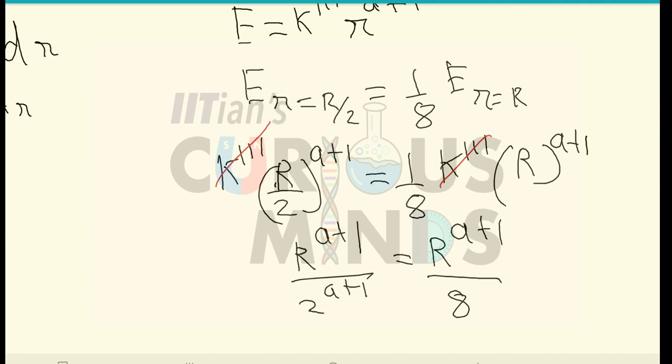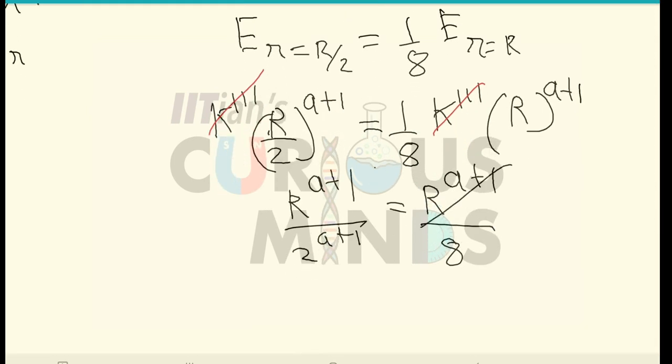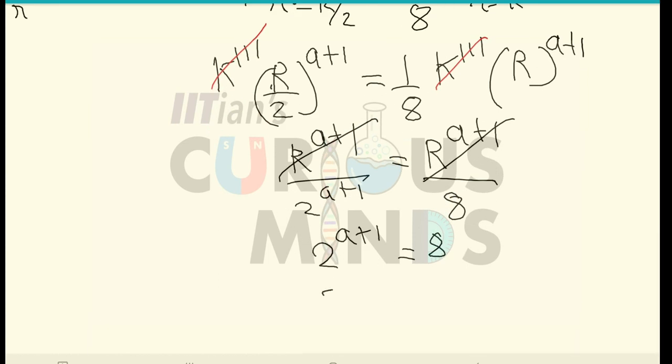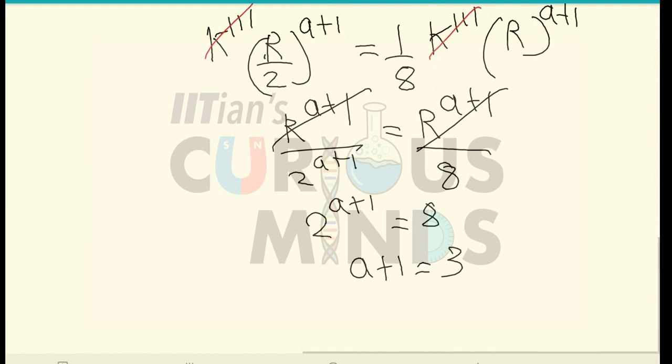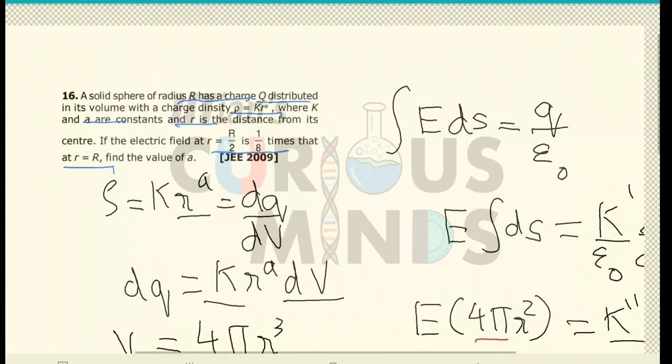So R raised to a plus 1 will get cancelled out. 2 raised to a plus 1 will be equal to 8, or 2 raised to 3 is equal to 8. So a plus 1 is equal to 3, so a will come out to be 2. So the value of a in this particular question will be equal to 2.